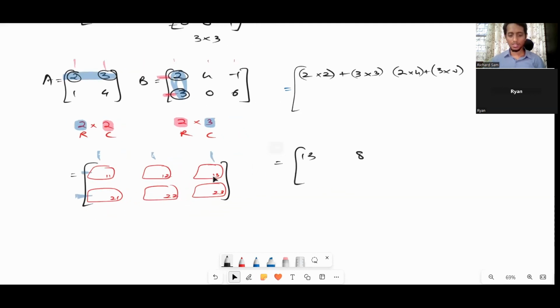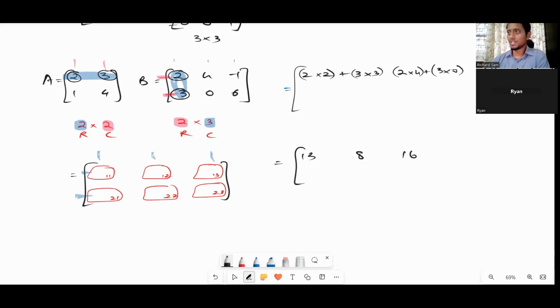And to get the last 1, 3, you have to look at first row and third column. So that means 2 into minus 1 plus 3 into 6. So how much is that? 2 into minus 1 is minus 2. Minus 2 plus 18 is 16. Did you understand? Have you got it? Okay.